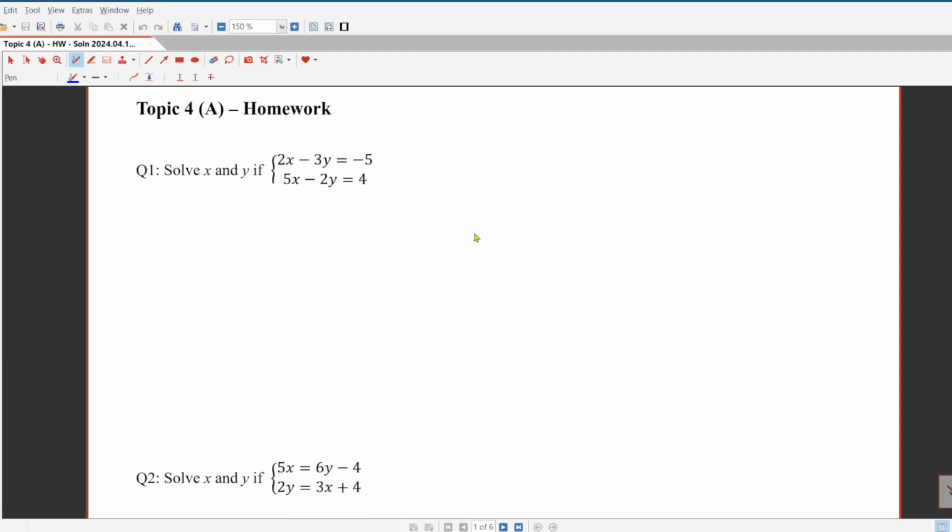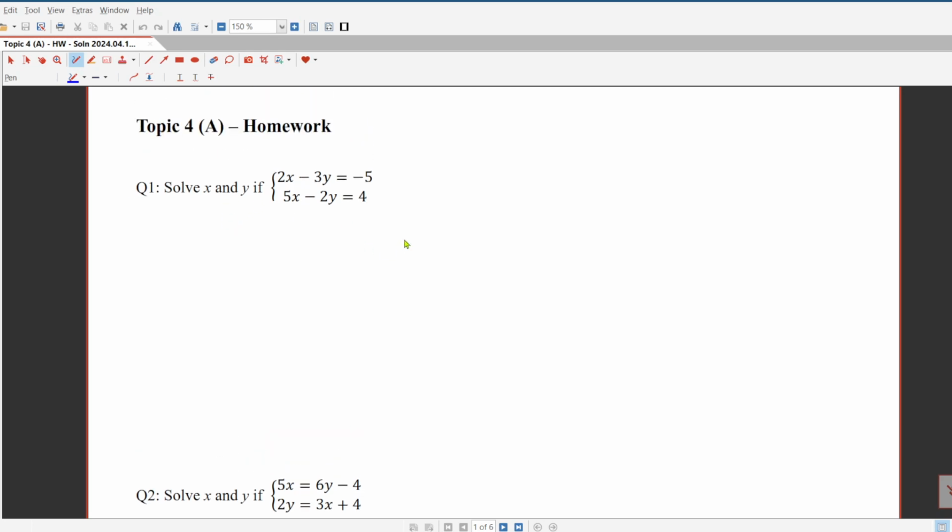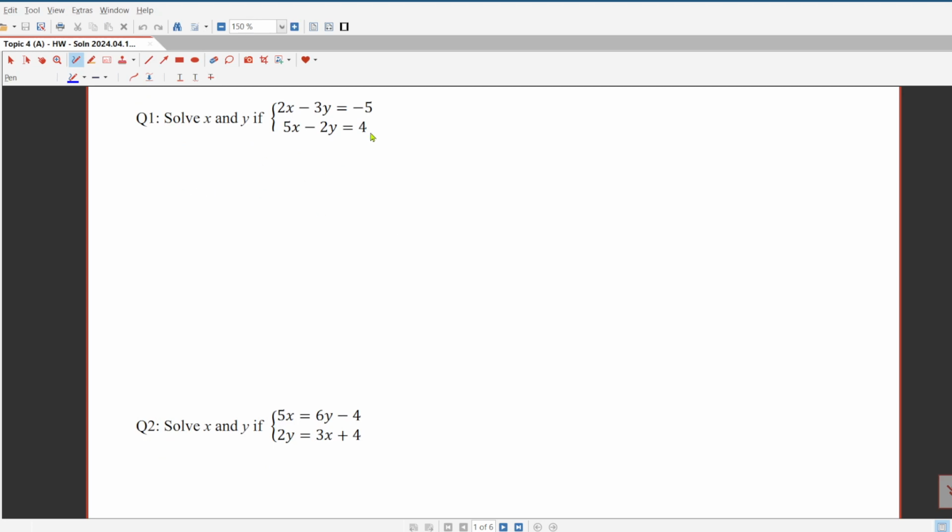Okay, let's have a look at the solutions to homework in topic 4a. We have already learned how to solve a system of linear equations, right? The most commonly used methods are either substitution or elimination. So let's try to use different methods to solve each of the questions here.